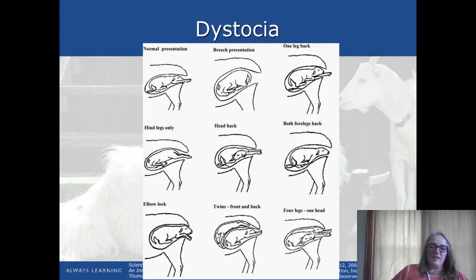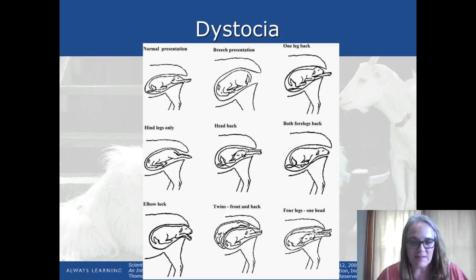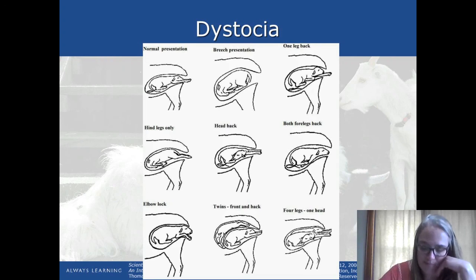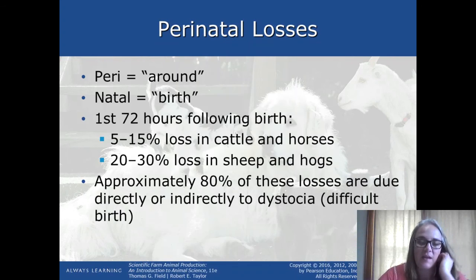Here's some of the presentation problems we see in dystocia. They're fairly diverse. Sometimes they can kind of be fixed by the person helping the animal give birth. Sometimes they cannot.